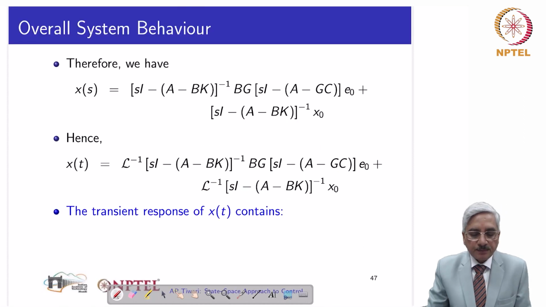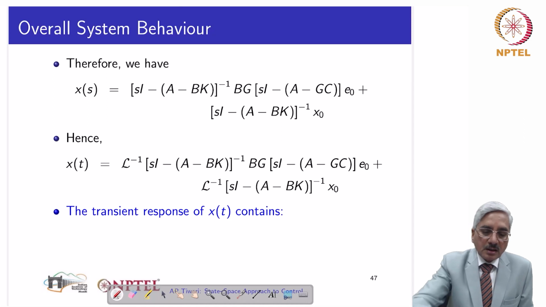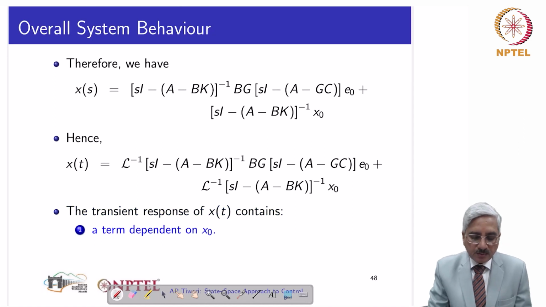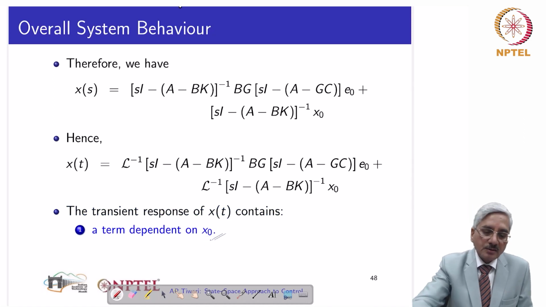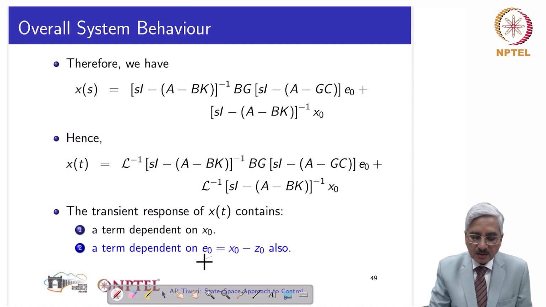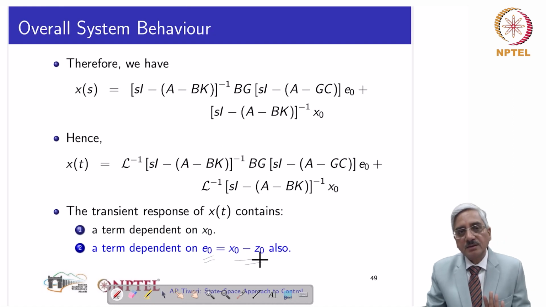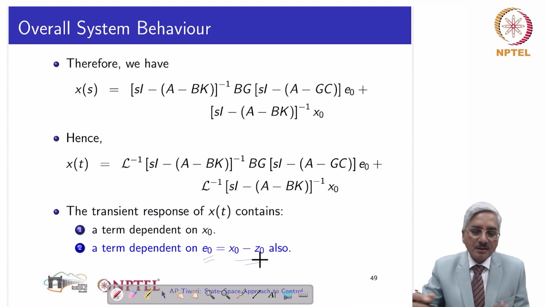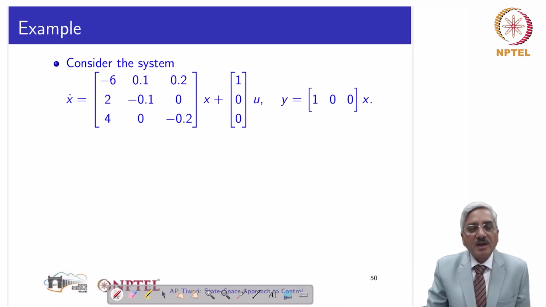So the overall system consists of a term dependent on x0 as well as a term dependent on E0, or x0 minus z0. So overall system behavior will deviate depending upon the initial deviation of the state of the observer from the state of the actual system. Now we can see this through one simulation.